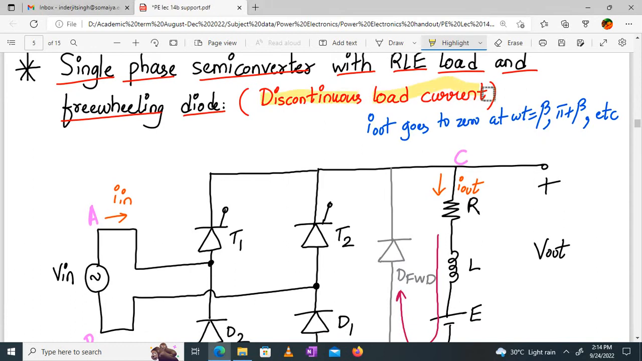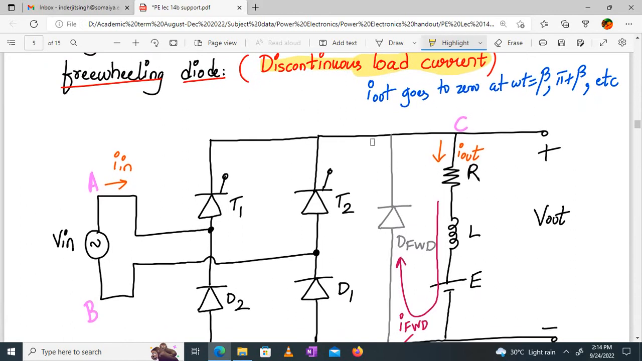So what do you mean by discontinuous load current mode? In case of discontinuous load current mode, your load current goes to zero at an interval of omega t equal to beta, pi plus beta, and so on, where beta is the extension angle.